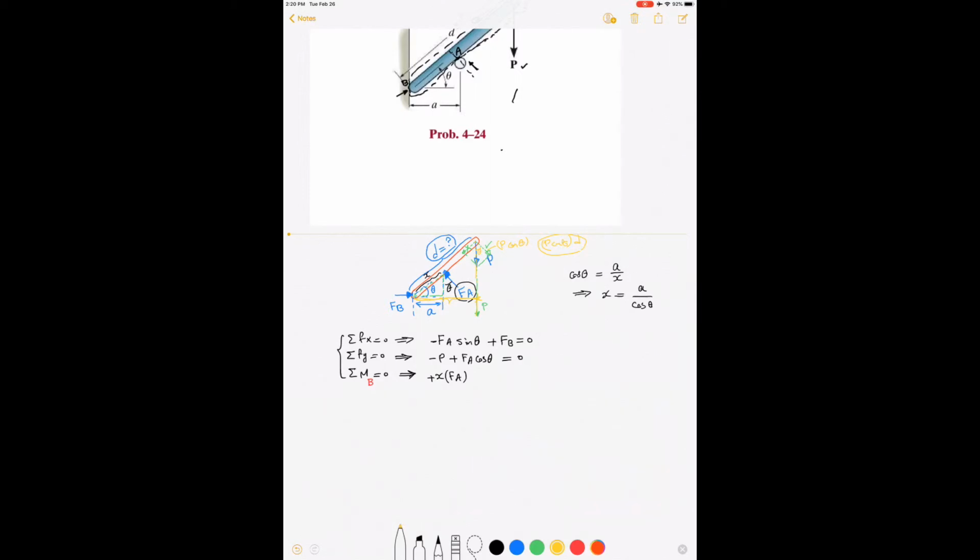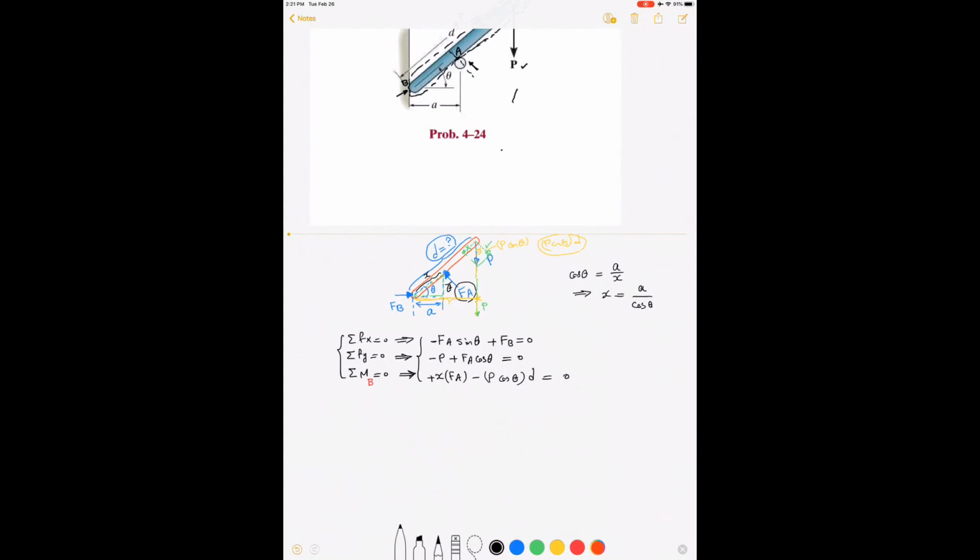So that's your moment. I'm going to be adding it here, and since it's negative, I say negative P cosine theta times d, right? The sign is negative. So that's all the moment. It should be equal to 0. Now this is the step of writing the equations. Now we go ahead and solve it.